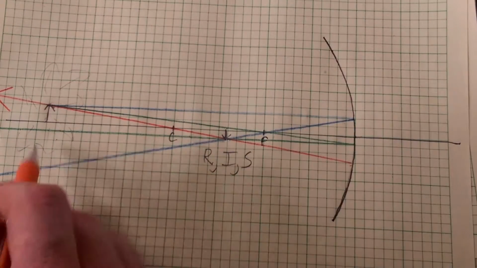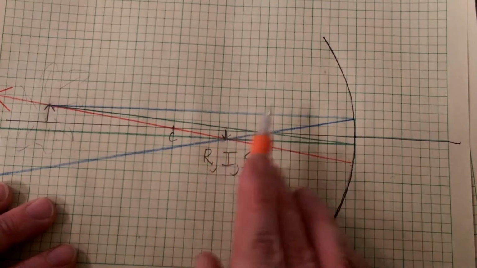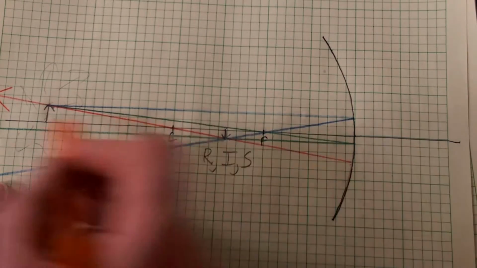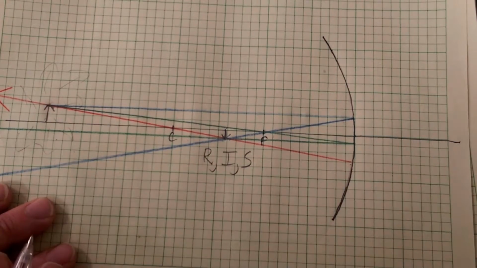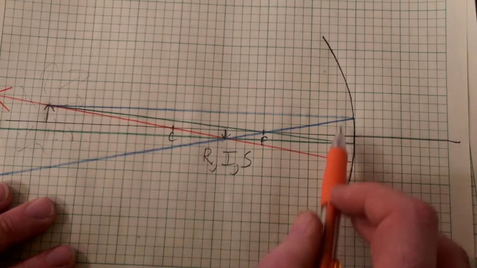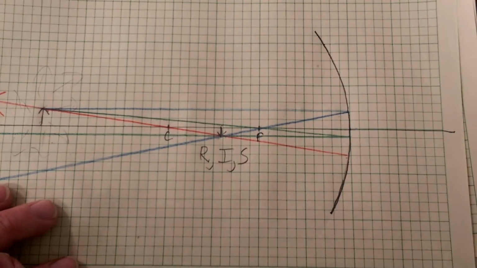There are some variations because when you get the object, say, inside the center of curvature, you can't really use that ray as easily. It's possible sometimes. And once you get inside the focal point, it gets a little more complicated still. But we'll go over that in another video.